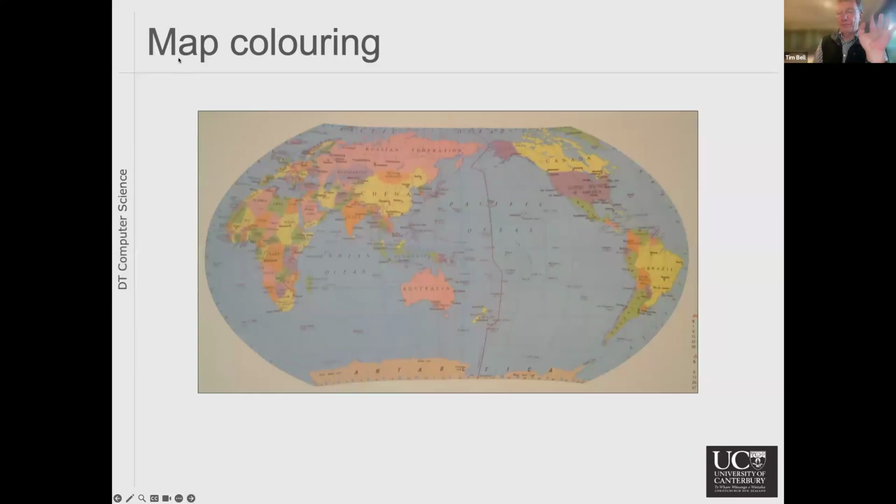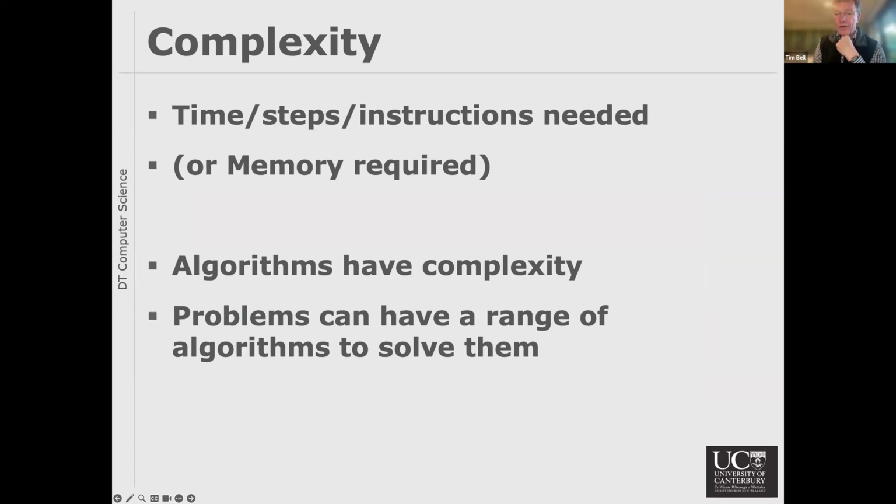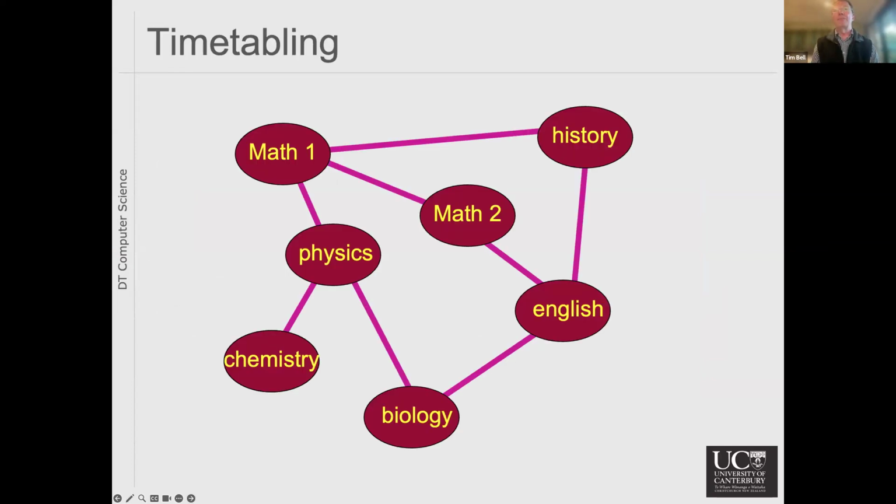One is map coloring, which is just coloring in countries so that adjacent countries have different colors. And the question is, what's the minimum number of colors that I need? That's not quite such a worrying question, but where it comes up is timetabling.